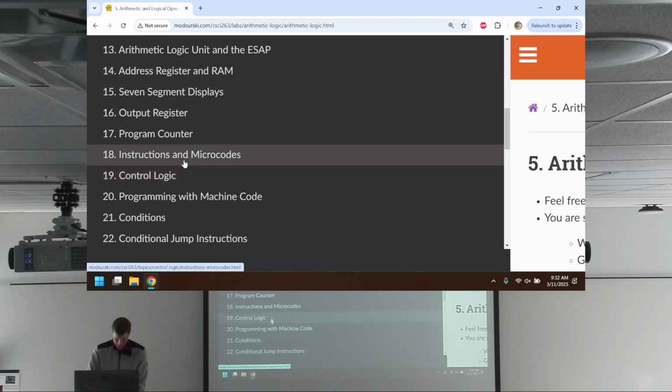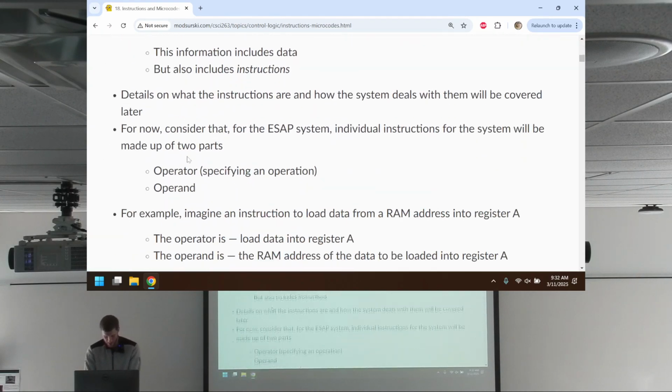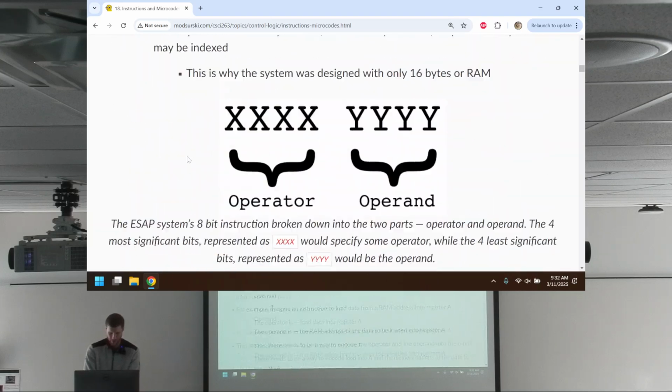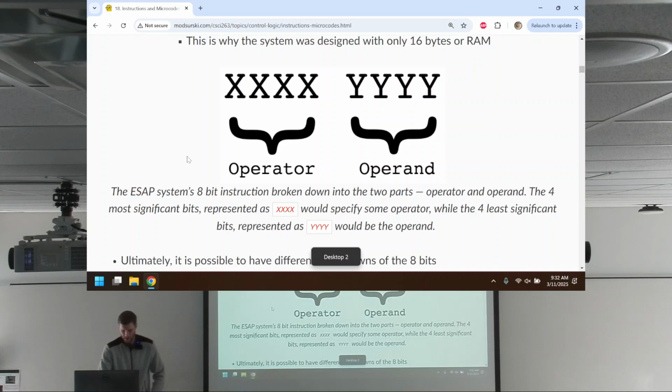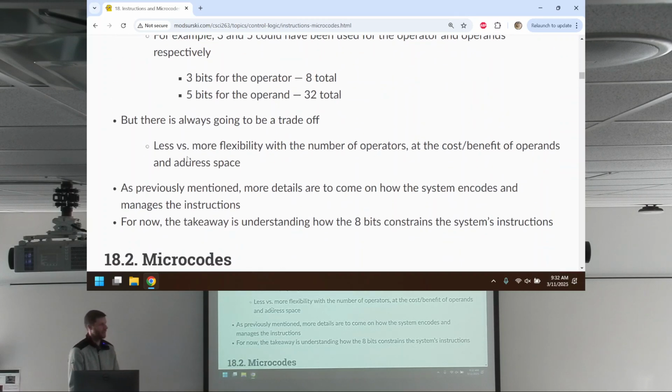Where were we? Instructions. This is where we were. We were talking about instructions, and we didn't get very far into it. Basically, the whole point was we have an 8-bit wide data bus, and our RAM is byte addressable, which is great and all. But we can get 8 bits out of RAM, put it on the bus, and then we have 8 bits to work with. 8 bits is great when it's data. We can have 0 to 255, 256 unique values.